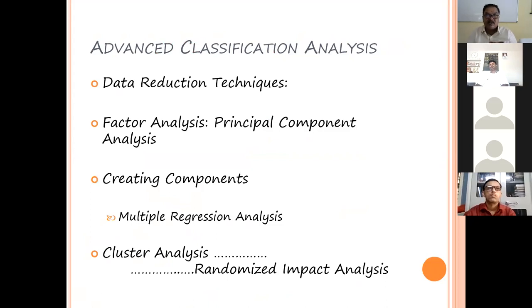And there are some advanced analyses like data reduction techniques, factor analysis, principal component analysis, and other principal component analysis. We have many rotated analyses. We have creating components, multiple regression analysis like higher order. You can go for cluster analysis, randomized impact analysis, and you can also go for structural equation models.